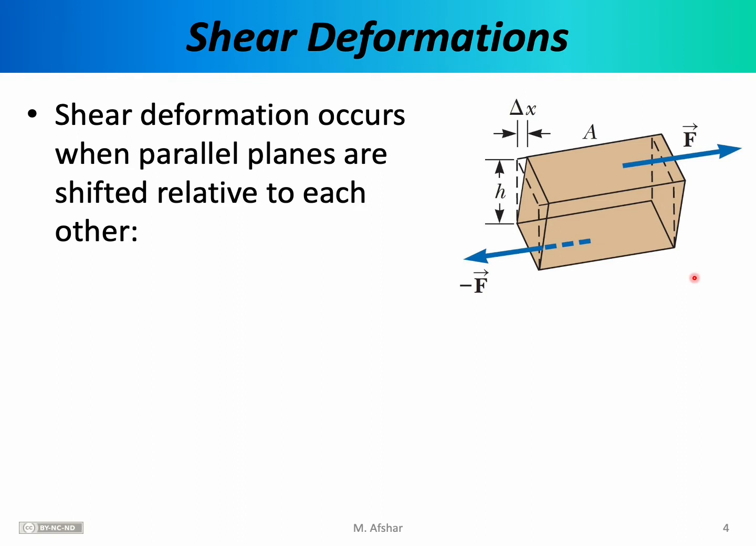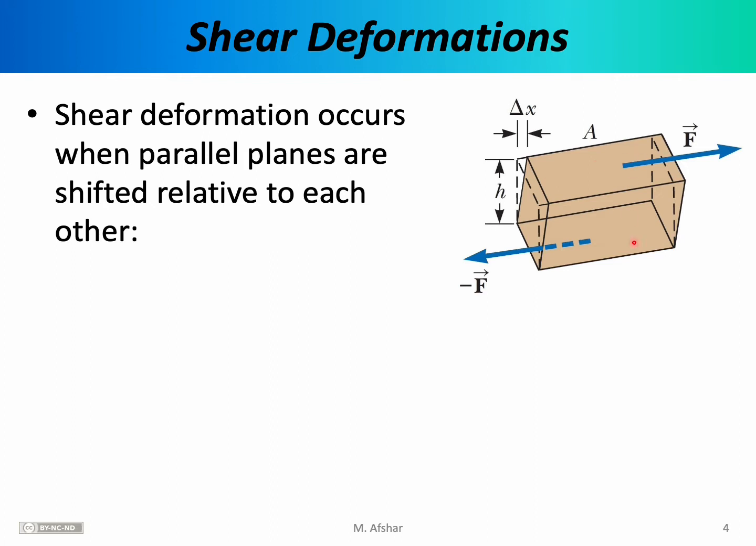The second type of deformation that we want to discuss is shear deformations. Shear deformation occurs when parallel planes are shifted relative to each other. Once again, we have a very specific scenario in mind. So imagine a rectangular prism. This could be made of any material you want.